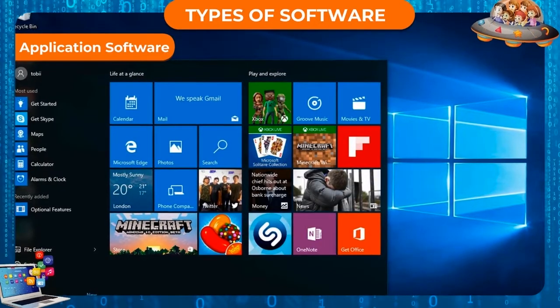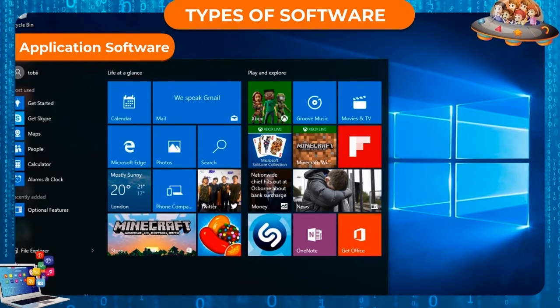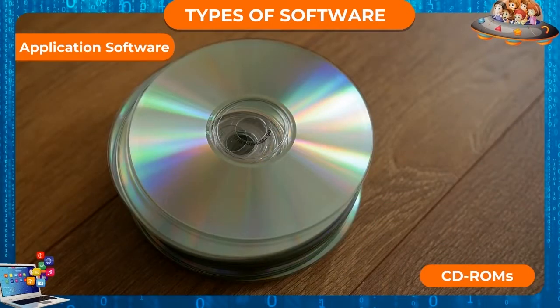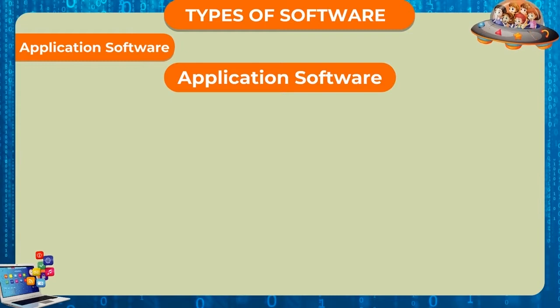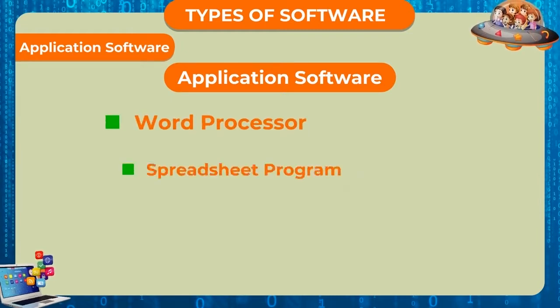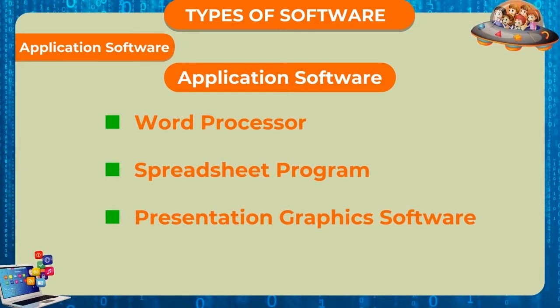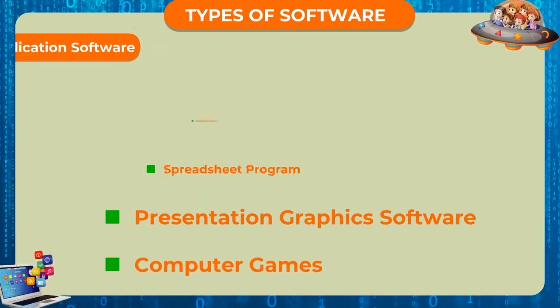Application software cannot run without a system software. Applications come loaded into CD-ROMs and have to be installed in the computer. Some common application software are word processor, spreadsheet program, presentation graphics software, computer games.